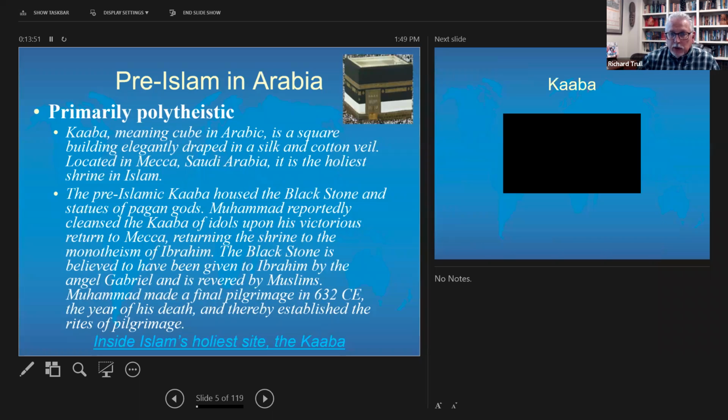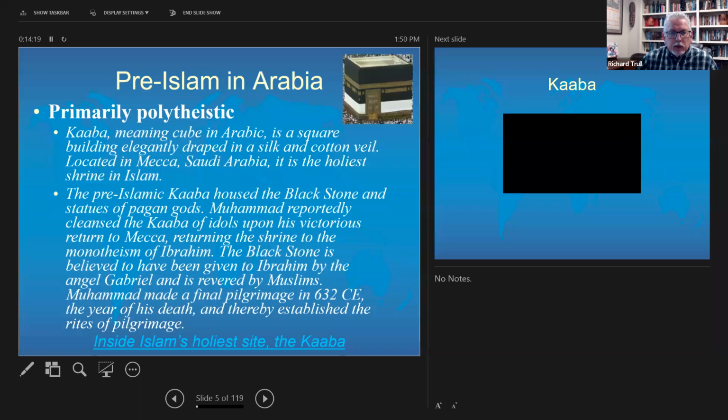Kaaba, meaning cube in Arabic, as I mentioned a minute ago, is a square building, elegantly draped in silk cotton veil. It is kind of the central point of Mecca and the central point in the mosque there. It is the holiest shrine in all of Islam. Outsiders and non-Muslims are not allowed there at all.